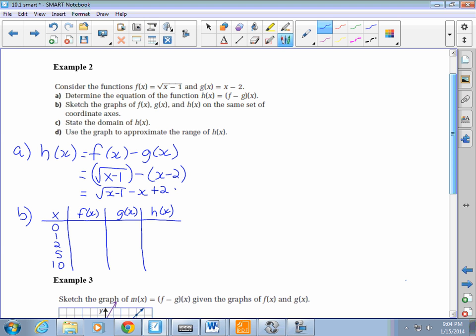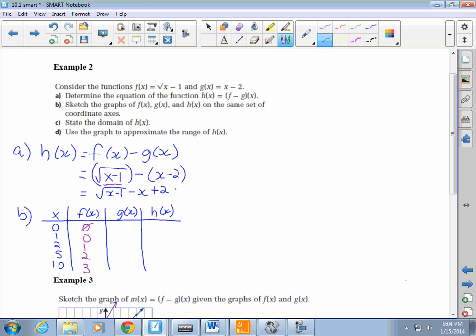So what happens when I substitute a 0 into f of x? Remember, this is my f of x relation. If I substitute a 0 into there, this is undefined because I have a square root of a -1. If I substitute a 1, it's a 0. 2 is 1. 5 minus 1 is 4, so that's a 2. 10 minus 1 is 9, square root of that is 3. So you can see why I specifically picked those values, because they worked out to be perfect squares.